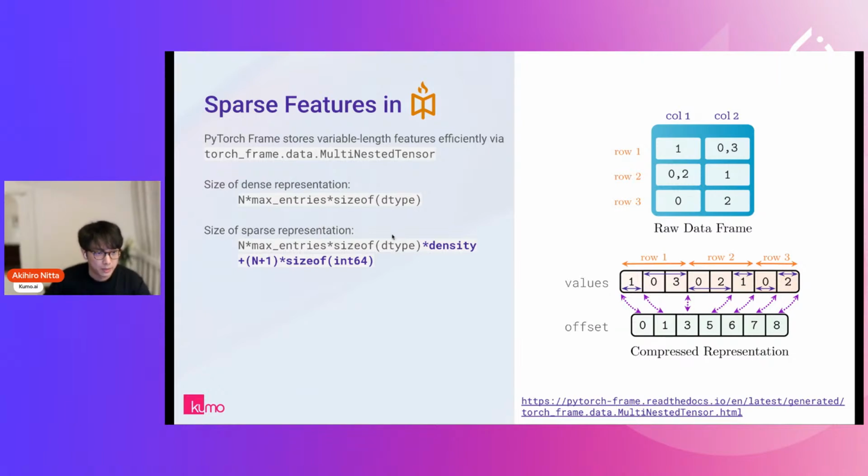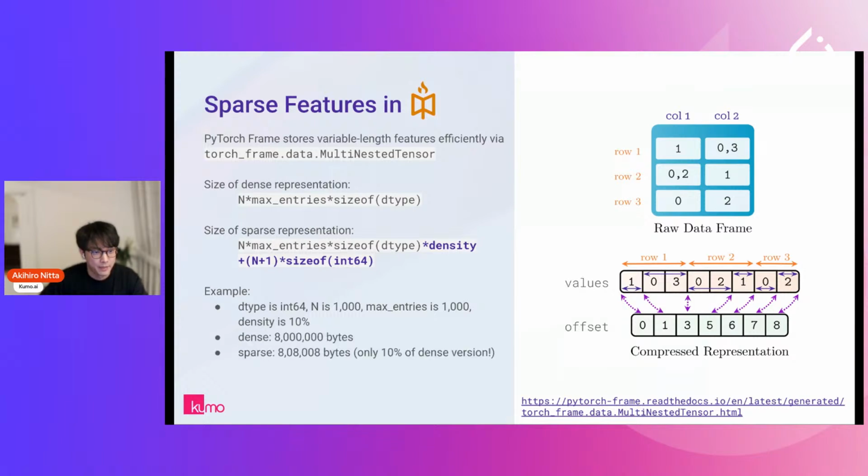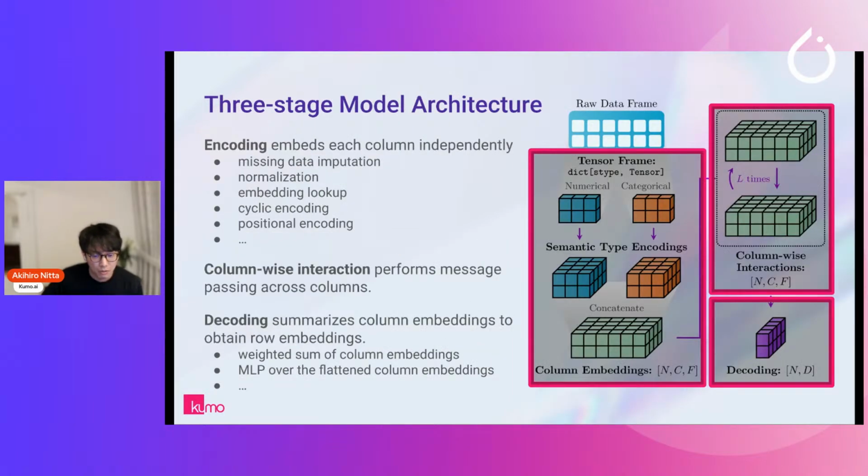But when the number of max entries is very large, it's inefficient to store them as a dense tensor. So this is kind of similar to what TorchRec has. They also have a jagged tensor, KeyedJaggedTensor thing. That's quite similar to ours. And so with this, you can store them very efficiently.